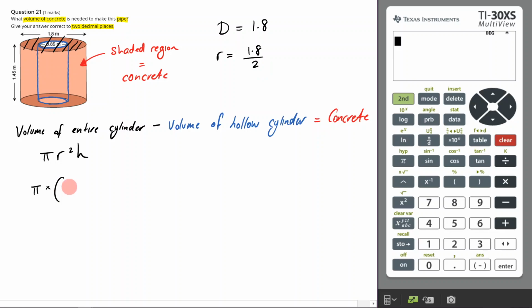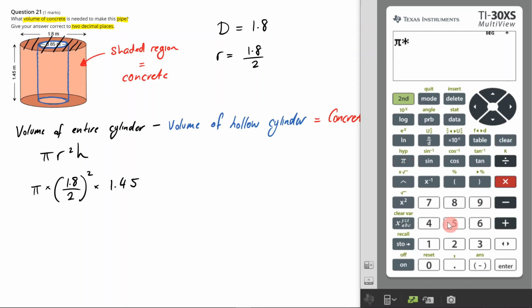So I'm just going to write that in. I'm going to let my calculator do all the heavy lifting. I'm just going to write that in, 1.8 divided by 2, because I know that I'm after the radius, not the diameter. They've given me the diameter. Then I'm going to times it by the height of this thing, which is 1.45. Then I'm going to come to my calculator.